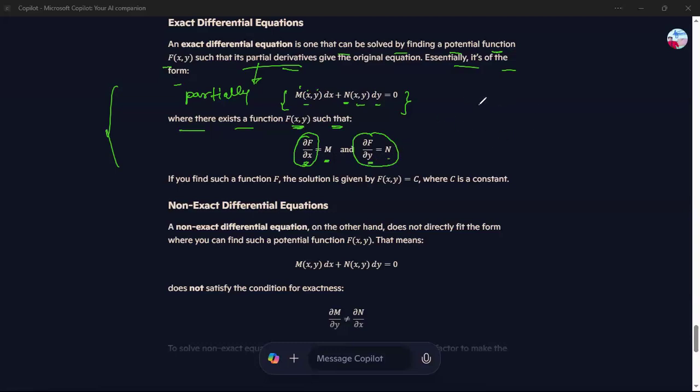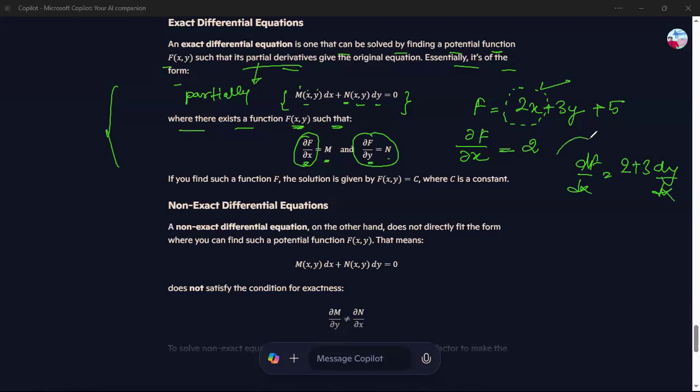So what is partial differentiation? Let's take an example where the function is 2x plus 3y plus 5. If we differentiate the function partially with respect to x, we will simply differentiate the term having x only. So its partial derivative will only be 2. If we had differentiated it completely, we would write 2 plus 3 into dy over dx. But that is not the case, because we are differentiating the function partially.